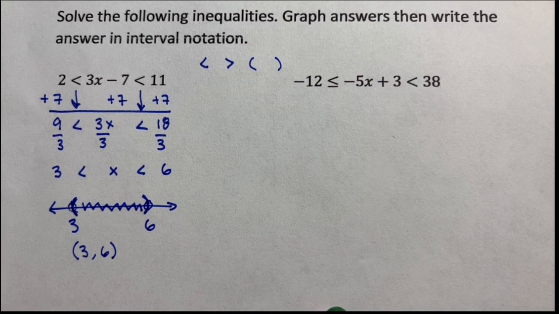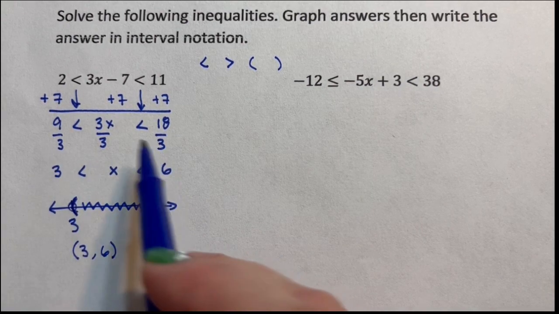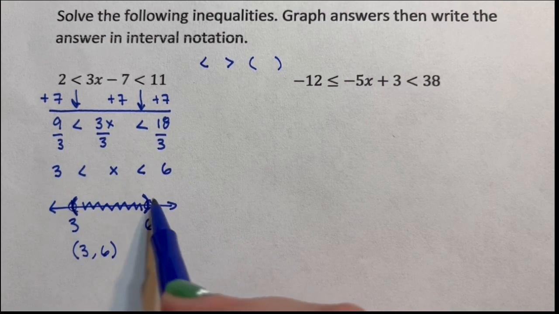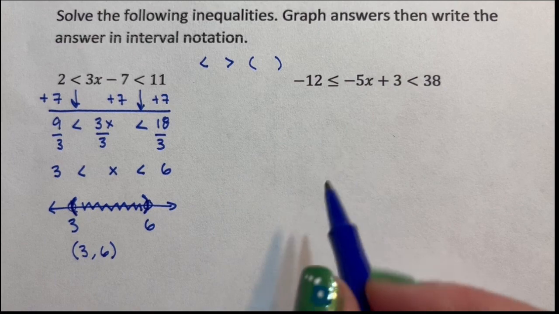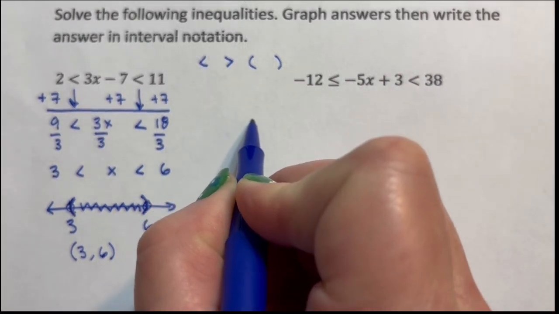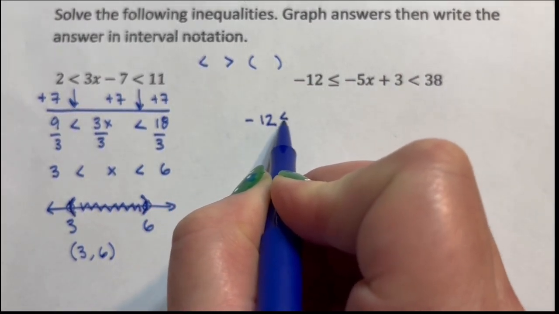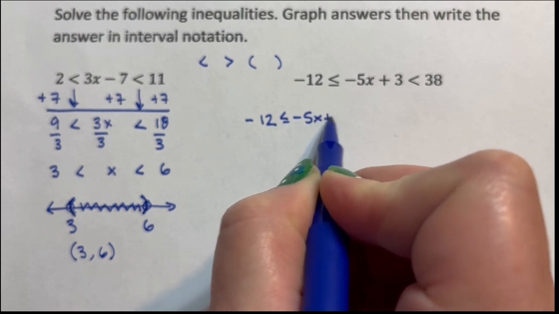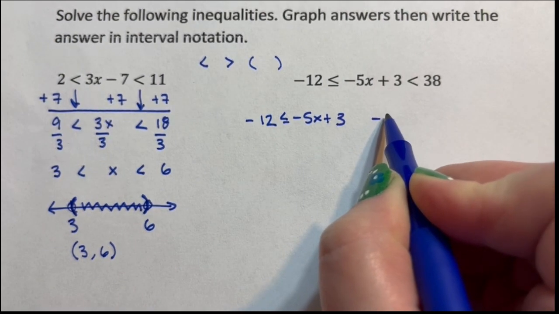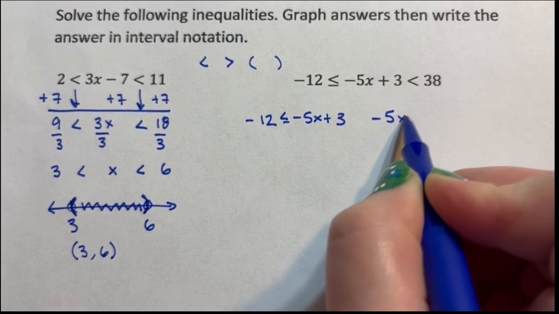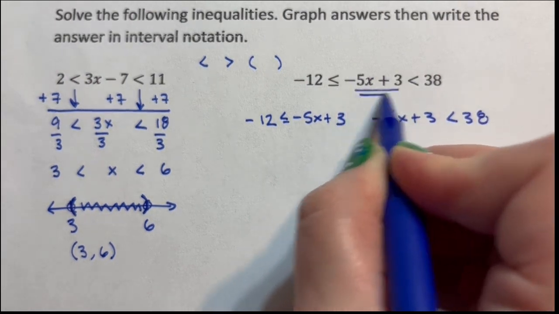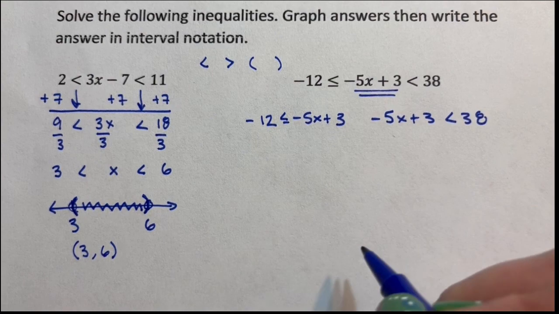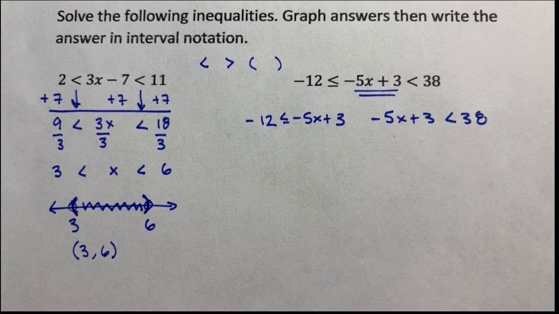Okay. If you don't like this whole all-in-one where you're doing things 3 times and you think it looks ugly, complicated, weird, then just separate them. Say negative 12 is less than or equal to negative 5x plus 3. Negative 5x plus 3 is less than 38. So I wrote the center part twice, once for the negative 12, once for that 38.